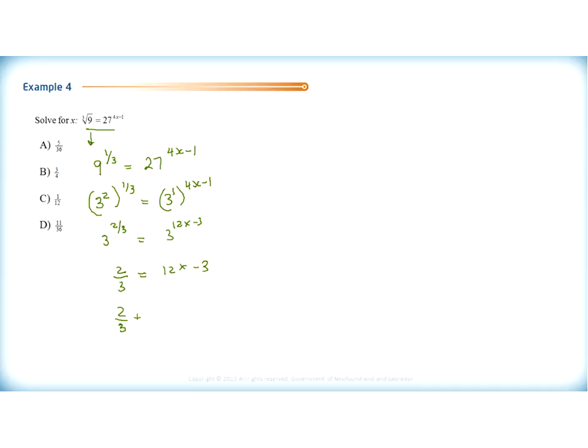2/3 plus 3 equals 12x. 2/3 plus 9/3 equals 12x. And we're going to get 11/3 equals 12x. Again, I want to get x by itself, so I can either divide by 12, but I'd much rather multiply by 1/12 with fractions. It's so much easier. 1/12 times 12 is x on this side, and I get 11/36 on this side. Correct answer is D, 11/36.